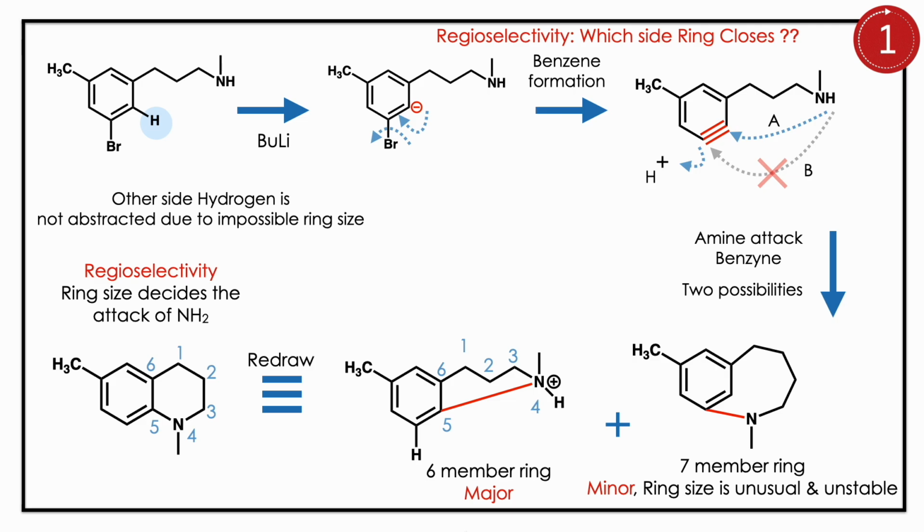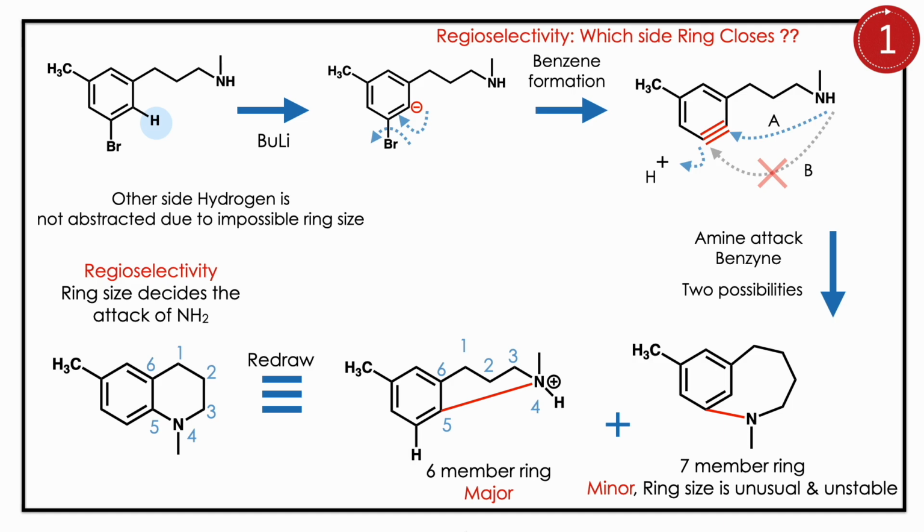Here you have a halogen, and you are using butyl lithium. So benzyne formation is dominant here. The first step will be anion formation and bromine removal to form the benzyne. Then you have the amine and the benzyne. Benzyne is highly reactive. It should open.